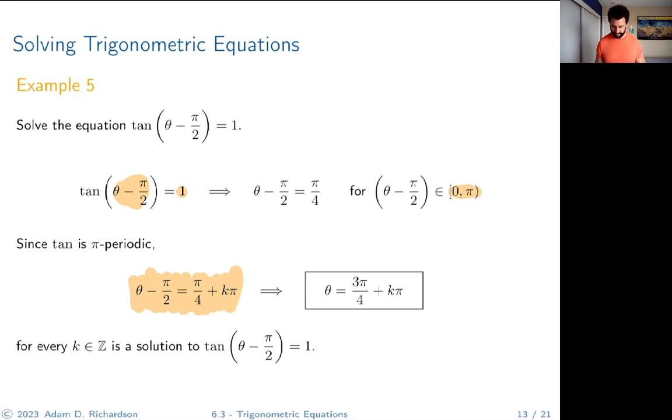Now we can solve for theta. So we're going to basically add pi over 2 to both sides. And then we get this as the general solution. That's the general solution, and that's for every integer k. 3 pi over 4 plus k pi.